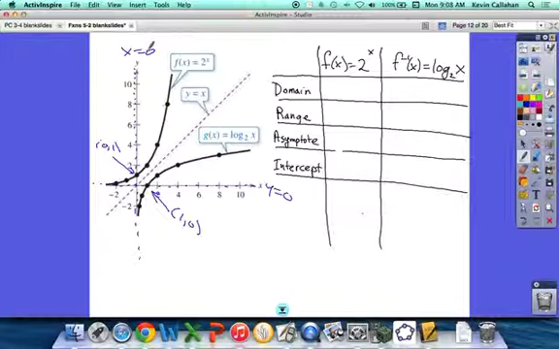And then again, domain and range. Since the exponential had a domain of all real numbers, then the inverse has a range of all reals. Since the exponential had a range of y greater than 0, the inverse has a domain of x greater than 0.